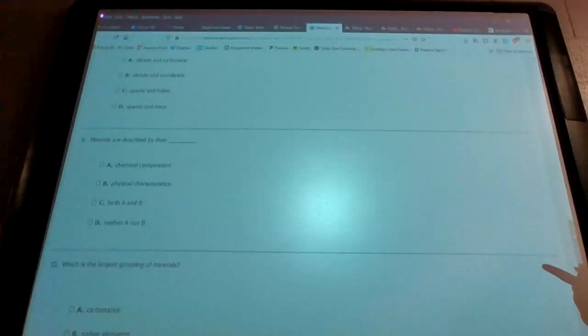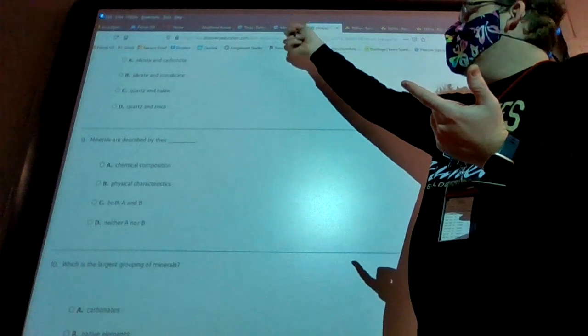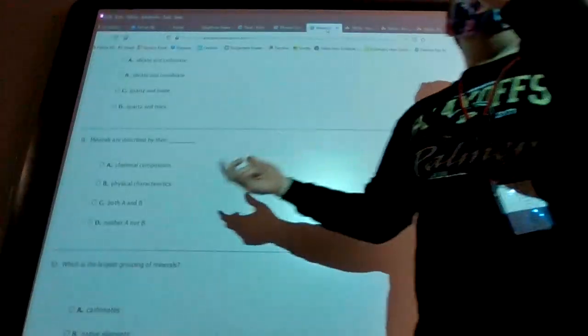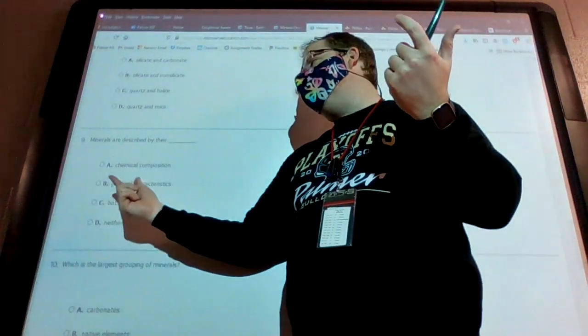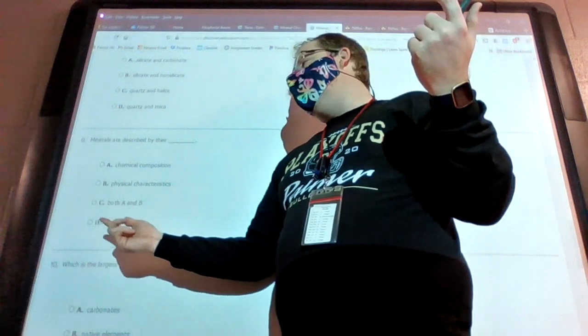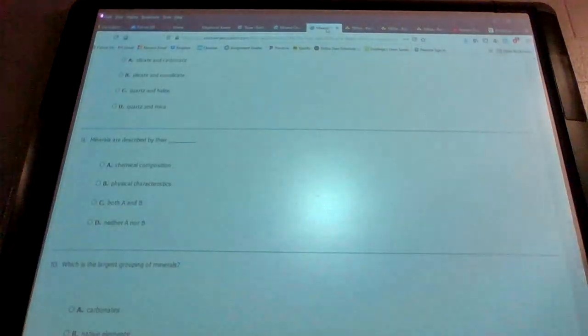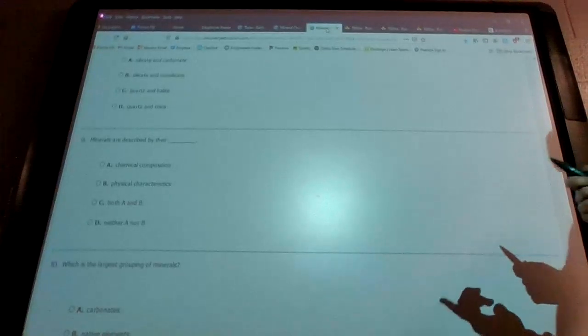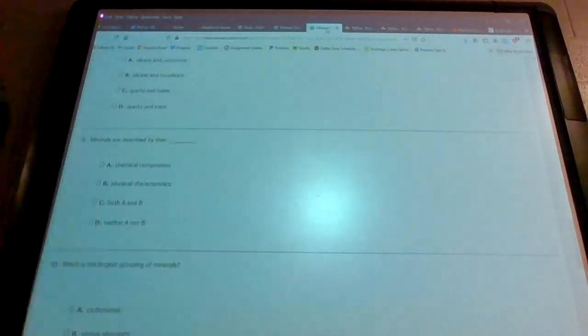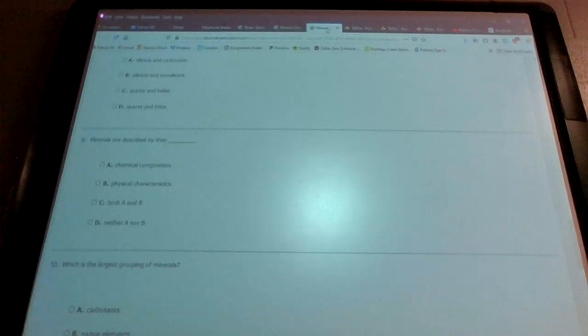And then let's see. Minerals are described by their what? So how do we describe minerals? And this is a very simple answer. Chemical composition, physical characteristics, both A and B, or neither A and B. It's more than likely going to be both, physical and chemical, because I need to have a chemical formula, but that's not the only thing.